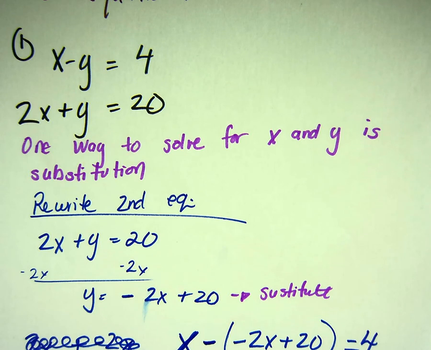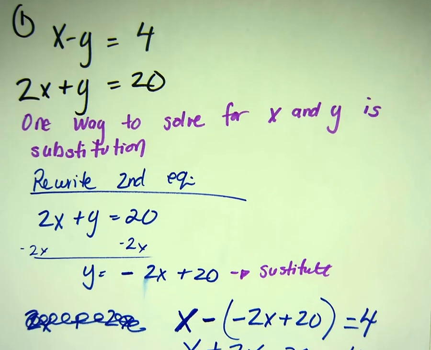So when I rewrote it, I have 2x plus y equals 20. I subtracted the 2x from both sides. So now I'm left with y equals negative 2x plus 20. Now what we're going to do with this equation is substitute it into the first equation, which is this one right here. So notice how I substituted in.